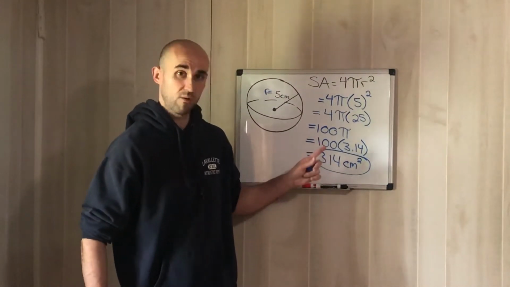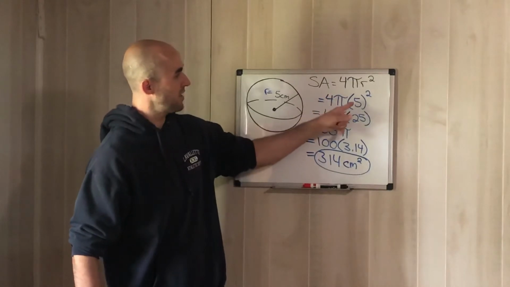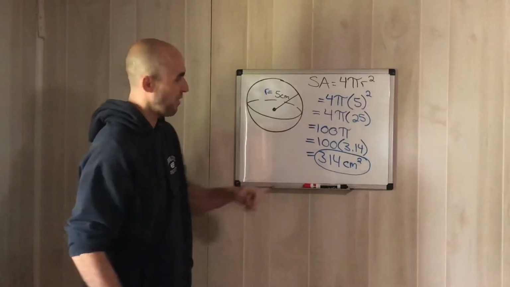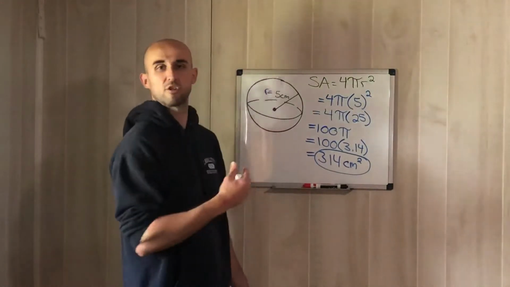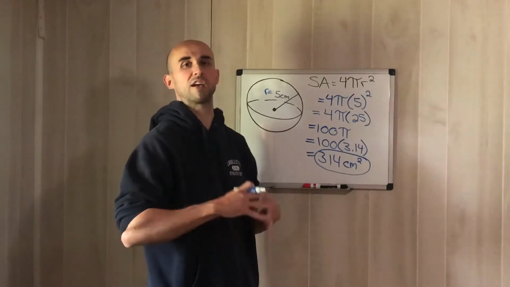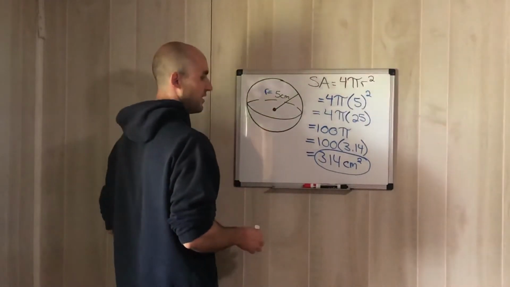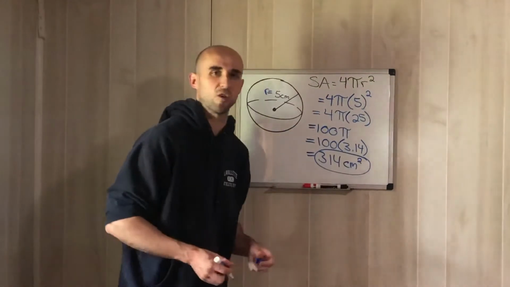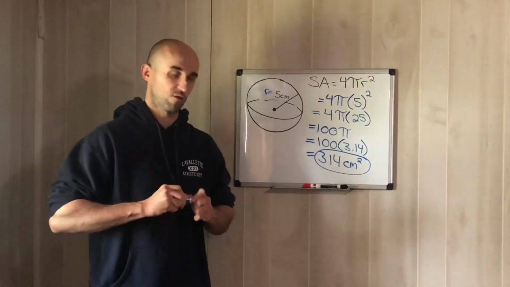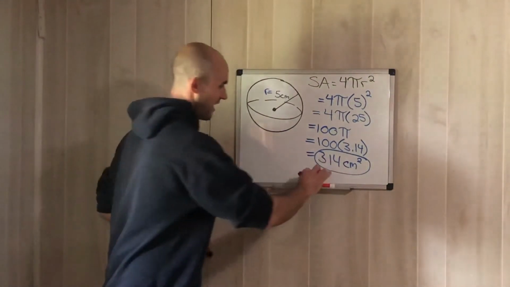But every time you're dealing with this, you always just want to follow the formula, do the exponent first, and then multiply it out. If we're talking about a sphere, 314 represents how much is actually on the outside of that sphere, and we're using squared again because it's surface area. You're going to have 2 of those on the quiz on Thursday.